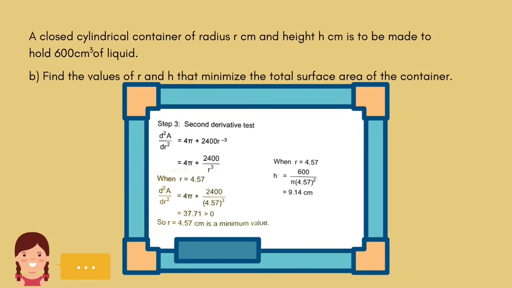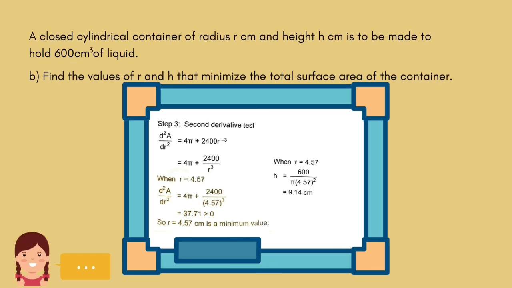Step 3 is we find the second derivative test from the first derivative. So d squared A over dr squared equals 4 pi plus 2400 over r cubed. Then enter the value of r equal to 4.57 and we get 37.71, which is more than 0. So r is a minimum value. Last, we use the value of r to find the height and we get the height is 9.14 cm.